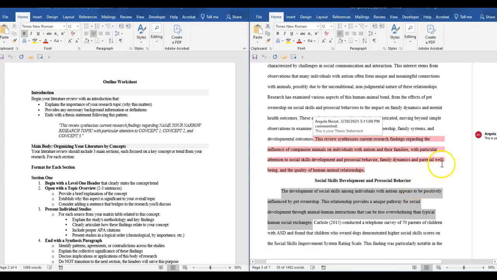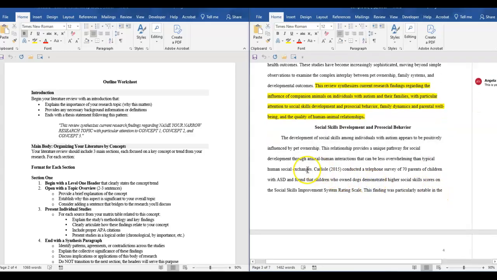So in this case, I wrote here, the development of social skills among individuals with autism appears to be positively influenced by pet ownership. This relationship provides a unique pathway for social development through animal-human interactions that can be less overwhelming than typical human social exchanges. So this is, in a nutshell, the research that was done on this concept or this subtopic or this trend, however you want to think about it. Then you launch into your studies.